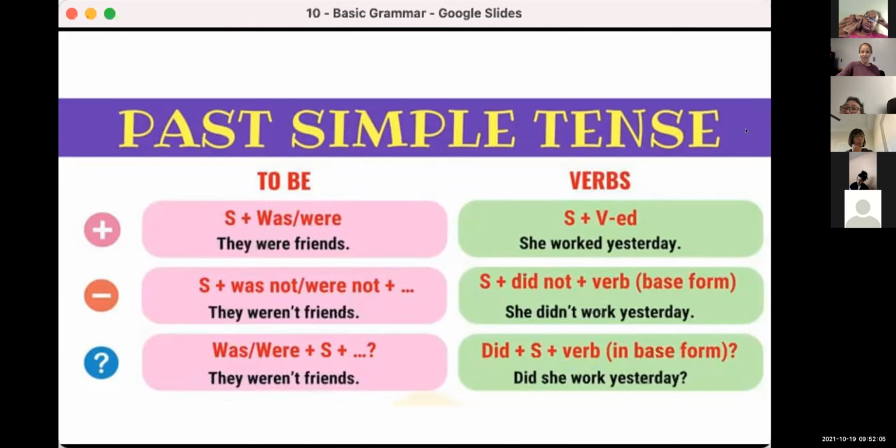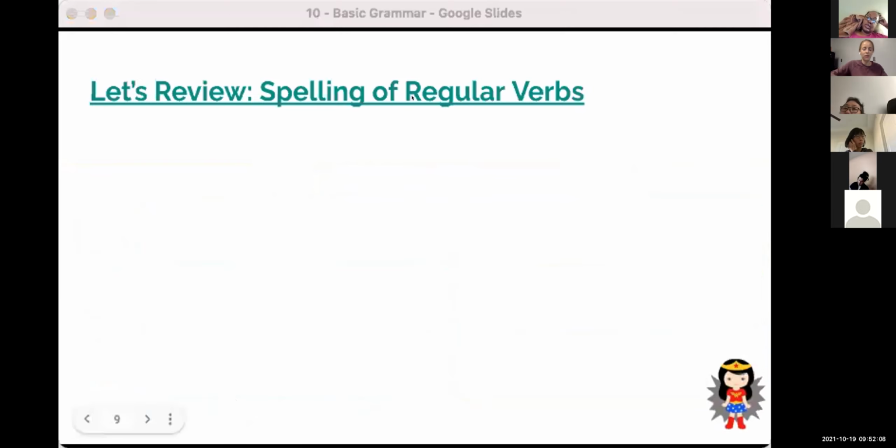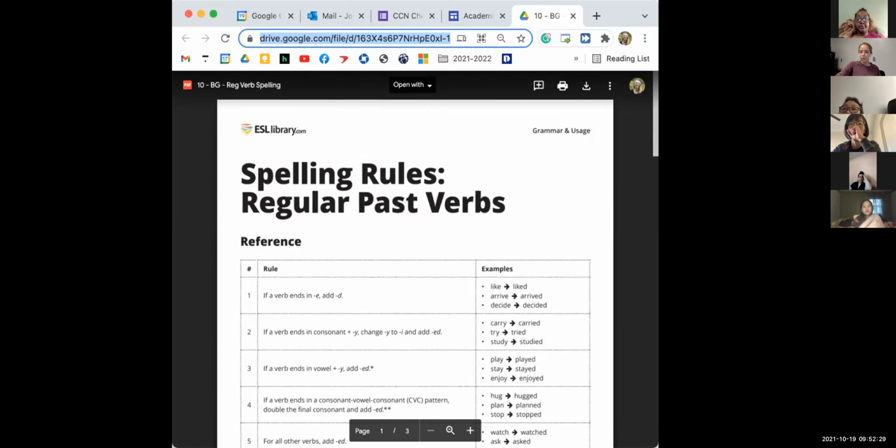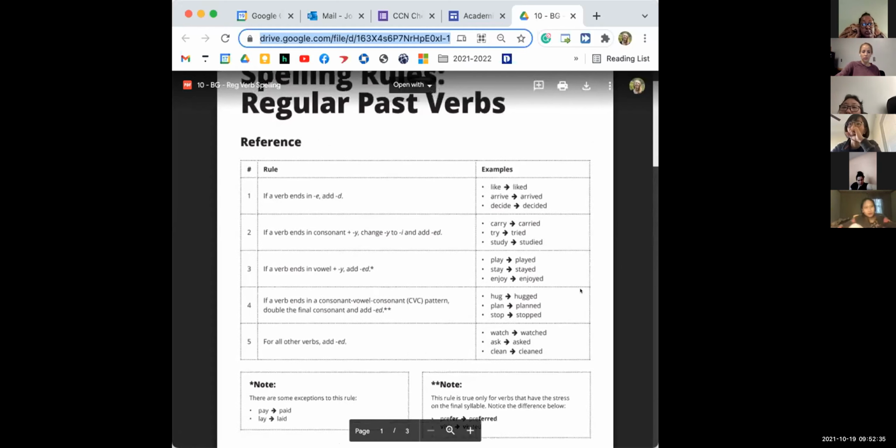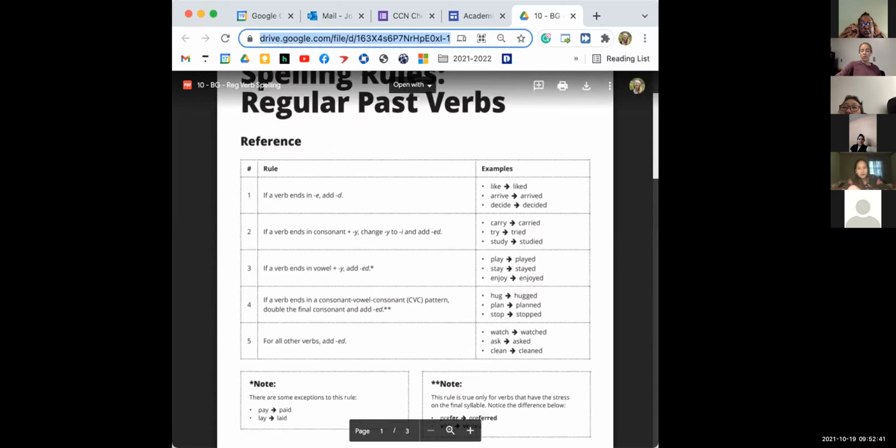Okay, let's look at some examples of spelling these regular verbs. I'll put this in the chat in case you want to pull it up, but we're just going to look at it together as a group. There's some spelling rules for creating those regular past tense verbs. For the most part, they follow the spelling rules that we've looked at for other verb tenses and other ways of changing the spelling of words.